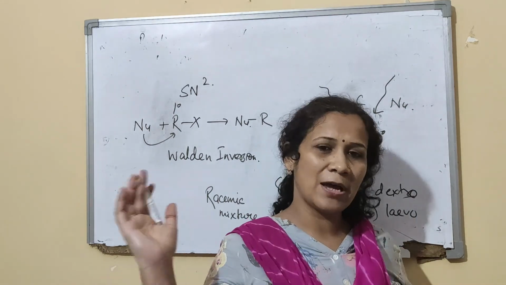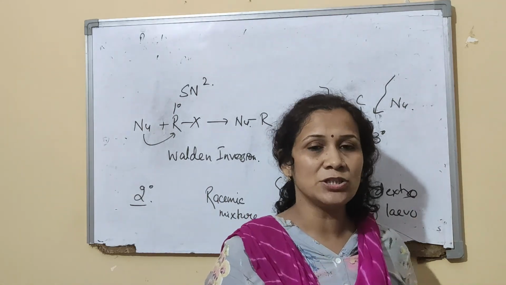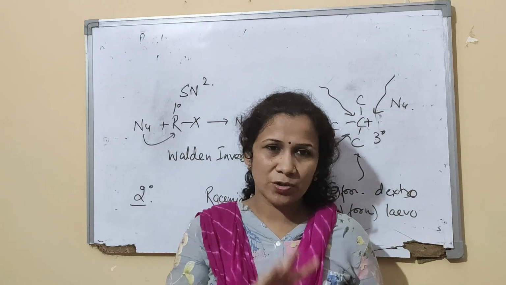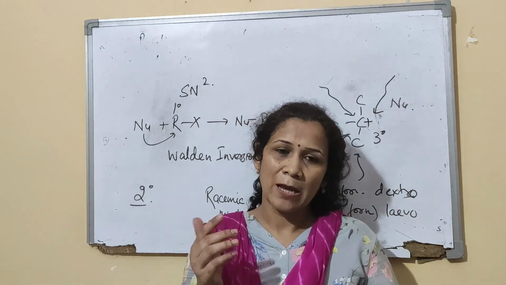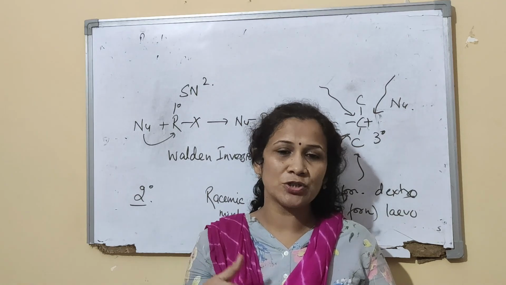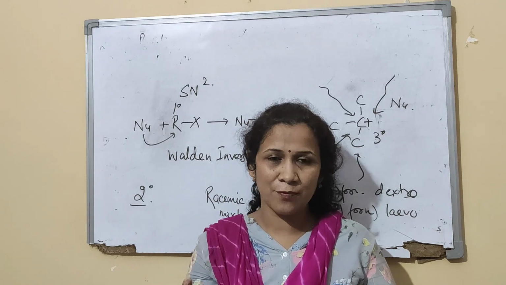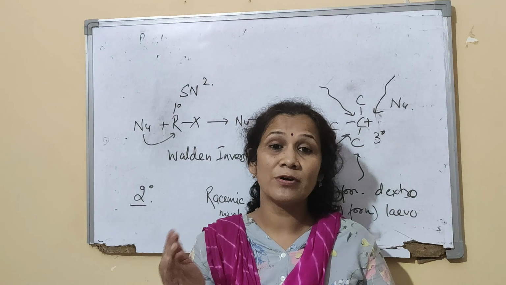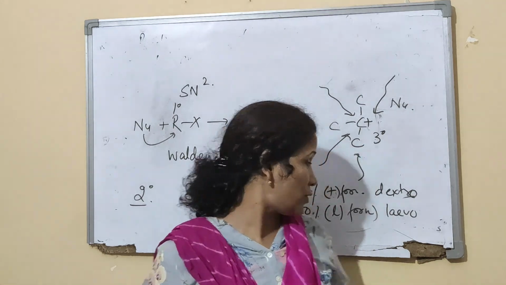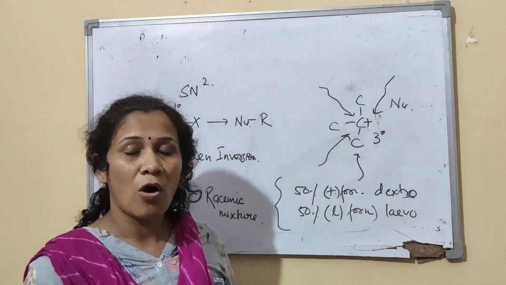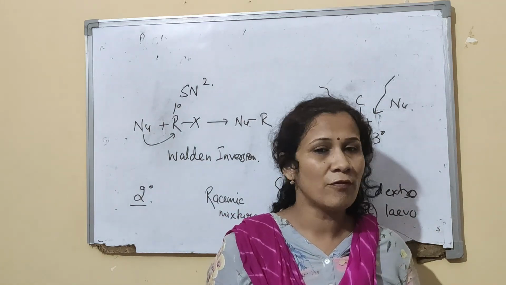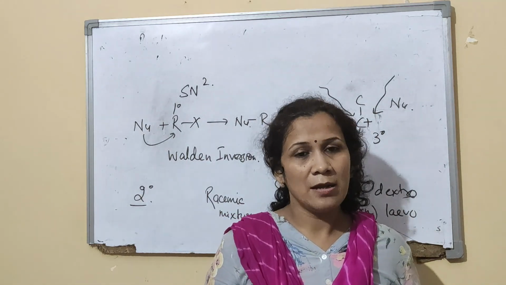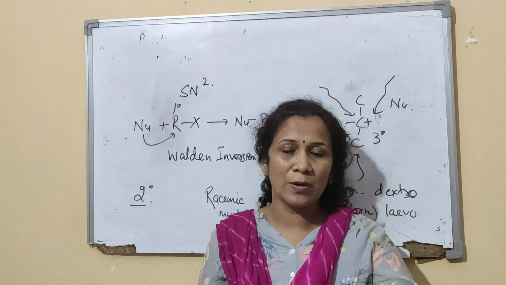2-degree, it will retain the configuration as it is. Just remove the nucleophile and attach it. We call it retention of configuration. So 3 things can happen. It can either get inverted, Walden inversion, or it can show you a formation of dextro-levo optical isomers. We call it formation of racemic mixture. This is known as racemic mixture. Or if it is 2-degree, then we call it retention of configuration. Right? So the whole chapter of haloalkanes is over.